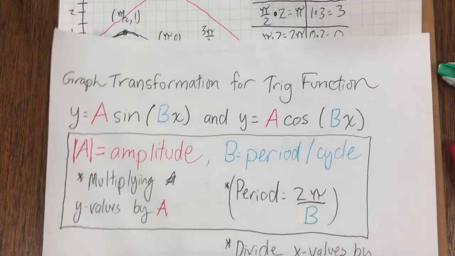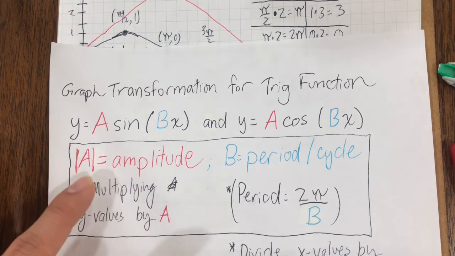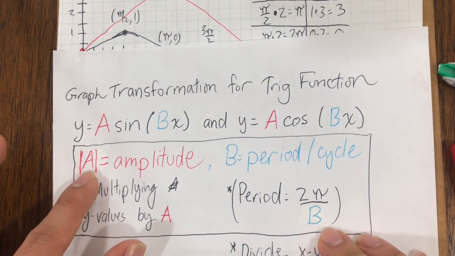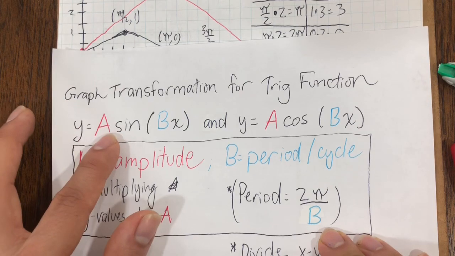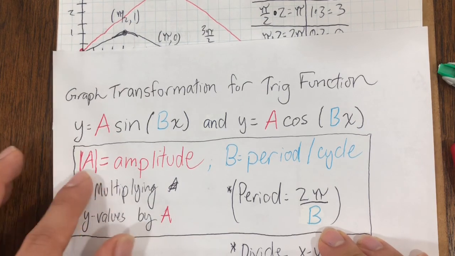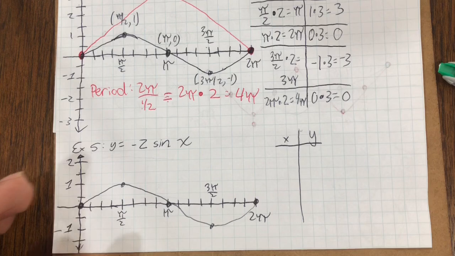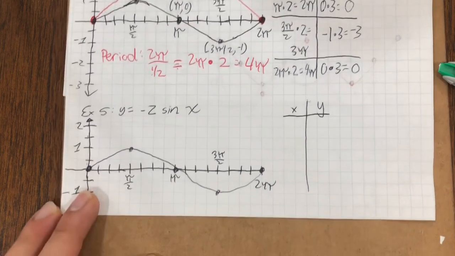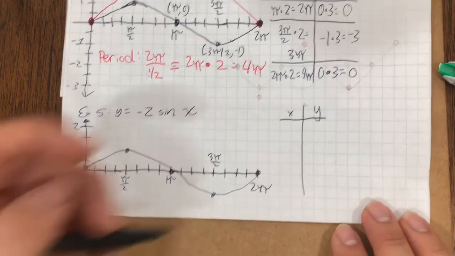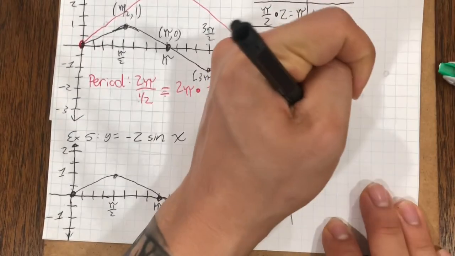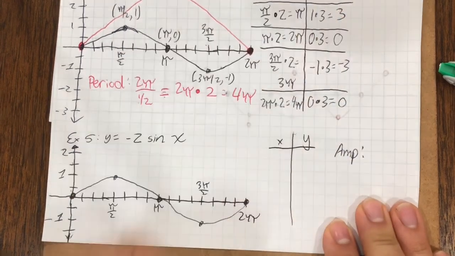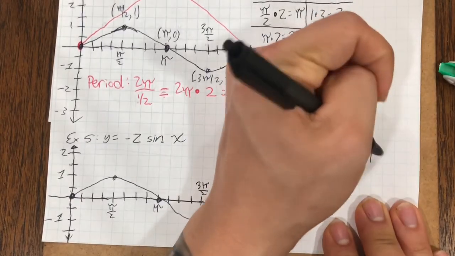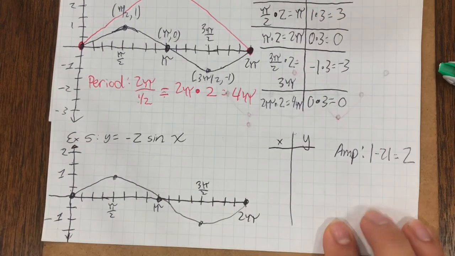If we take a look at the amplitude, we see that A is inside an absolute value. Since we're measuring the amplitude, it's a measurement, so we can't have -2 units. That's not possible. So for my amplitude, I'm just going to write it as amp, which is the absolute value of -2, which is 2.